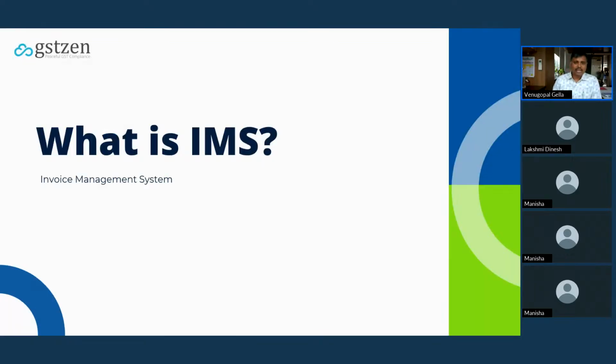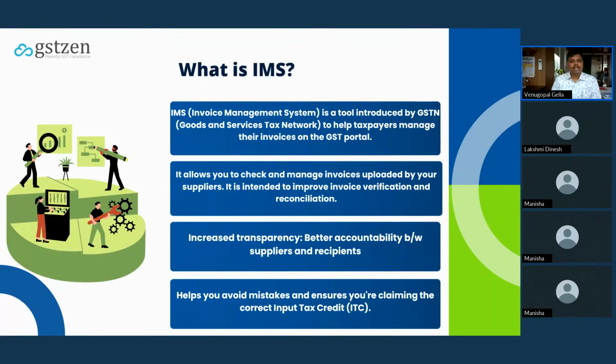Starting with IMS. It is called an invoice management tool, which is introduced by GSTN to help taxpayers manage their invoices on the GST portal. It allows both the supplier side and the recipient side to check the status of the invoice. As a supplier, I have raised the invoice, so I know my invoice, but the recipient doesn't know the invoice. So IMS is a dashboard to show these are the invoices generated by you.